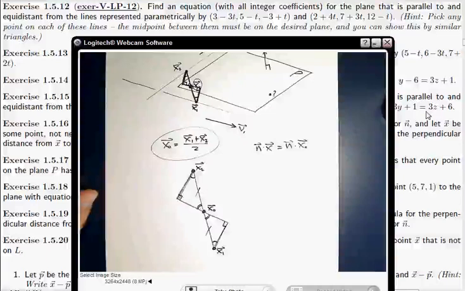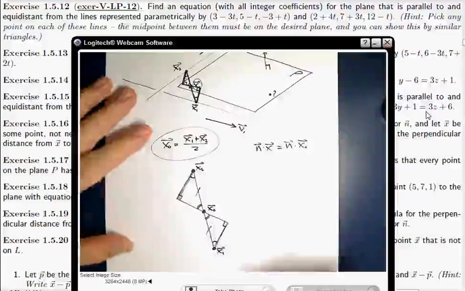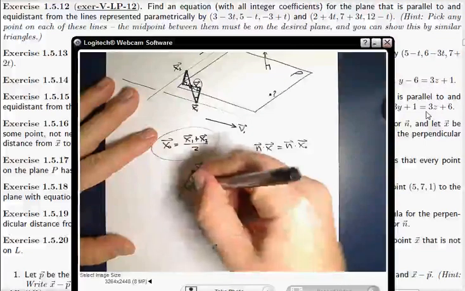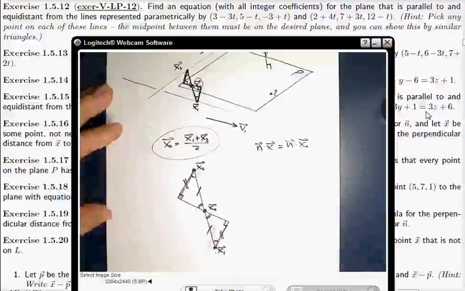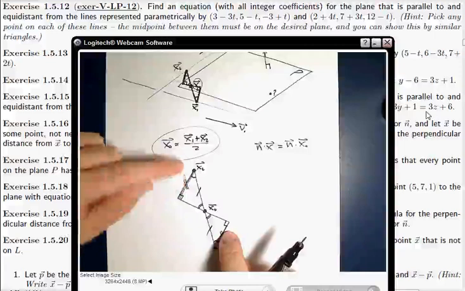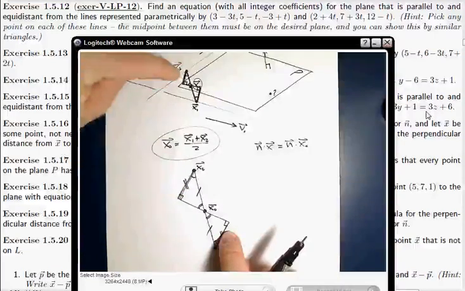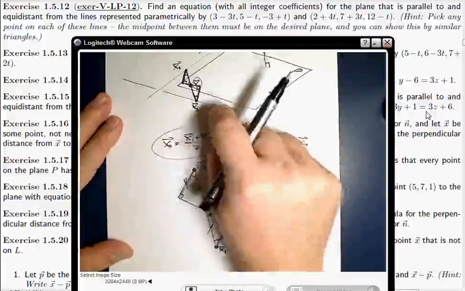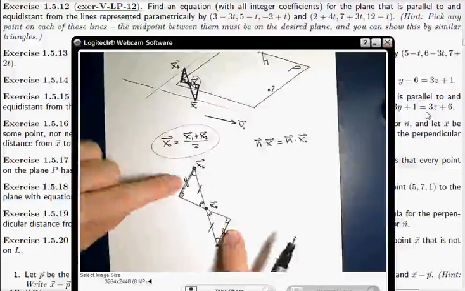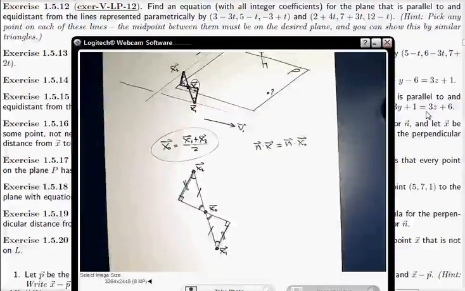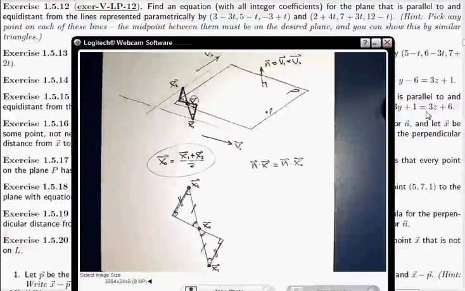So these are clearly similar triangles. And in fact, not only are they similar triangles because all the angles are equal, but that length is equal to that length, and therefore that length is equal to that length. If you think about what these two distances are, on the one hand, this is the distance from that line to the plane, and this one is the distance from that line to the plane. So these two distances being equal means that the plane is equidistant from the two lines. So that's why I put that hint in there.